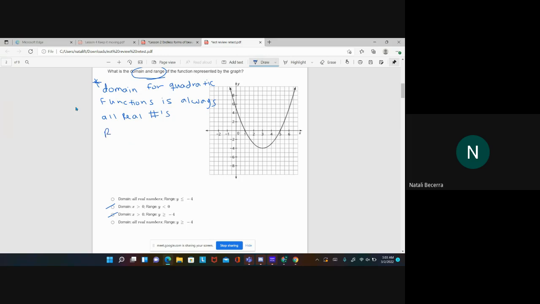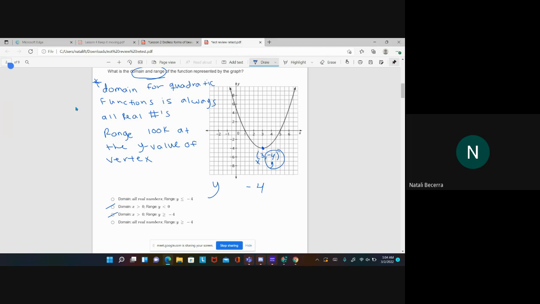And then for the range, look at the y value of your vertex. So this is my vertex. The point here is 3, -4. This is my x, this is my y. That means that my range is -4. Now I had to figure out, is it going to be less than or equal to -4 or greater than or equal to -4?